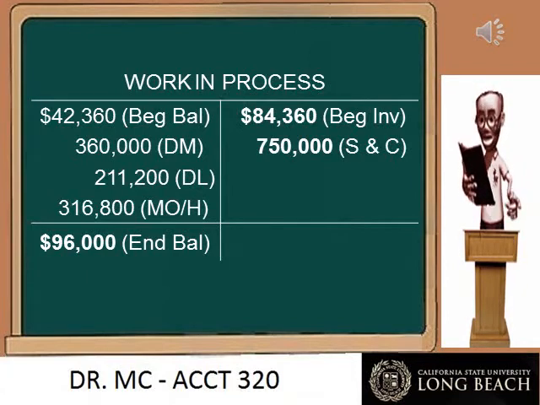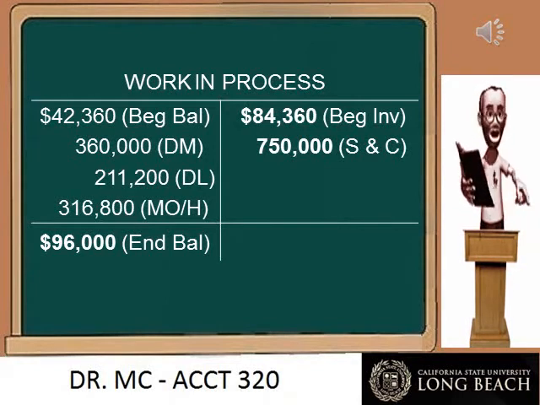$316,800 for manufacturing overhead. We finished work on the beginning inventory, which cost $84,360, and the started and completed units, which cost $750,000. We add these amounts to the right-hand side of the work in process account because we finished work on these units and they are leaving the department. The only units left in work in process at the end of the month are the ending inventory units, which cost $96,000 to produce so far. This is the ending balance of the work in process account.